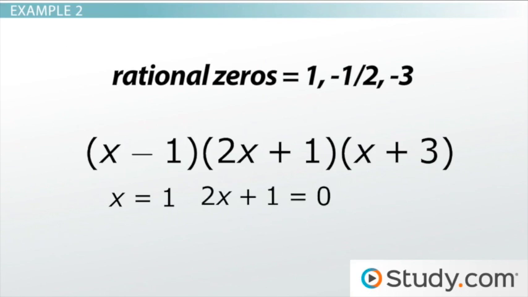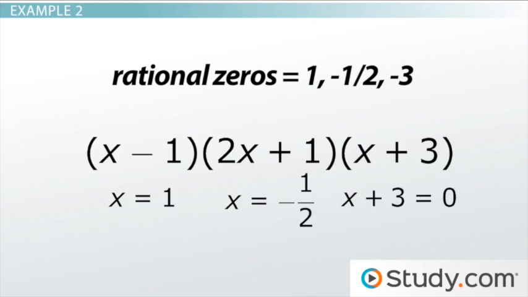2x plus 1 equals 0, 2x equals -1, x equals -1/2. X plus 3 equals 0, x equals -3.